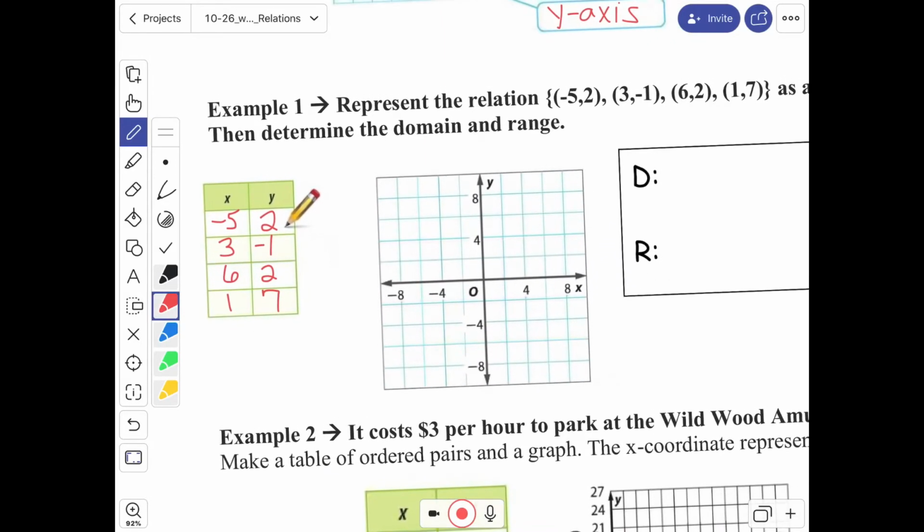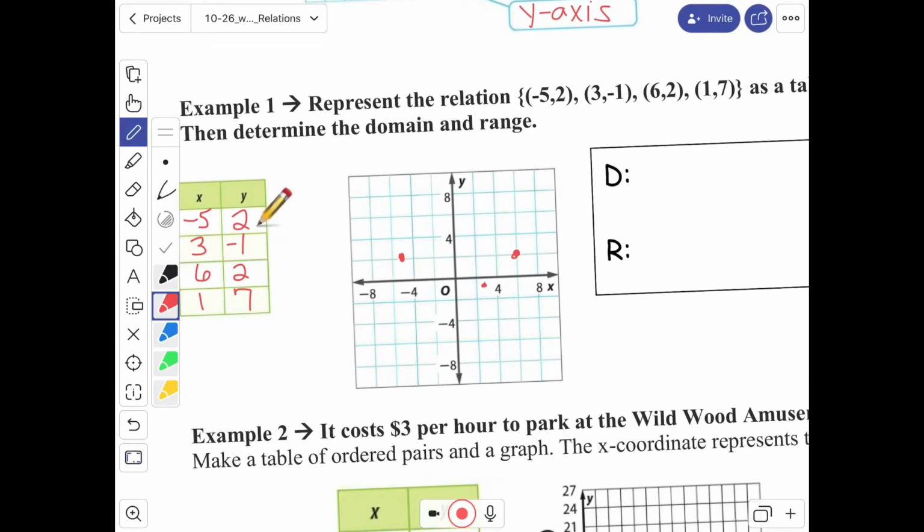Then we're going to put them on the graph. So the first number tells me how far left or right. I'm going to go to the left, -5. Well, this is counting by 2s, so -5 is going to be just a little past -4. And then we're going to go up 2 and put a dot. The next one, we're going to go to the right 3, and down to -1. The next one, over to the right 6, up 2. And the last one, we're going to the right 1 and up 7. Didn't really make a pattern, just dots on a graph.